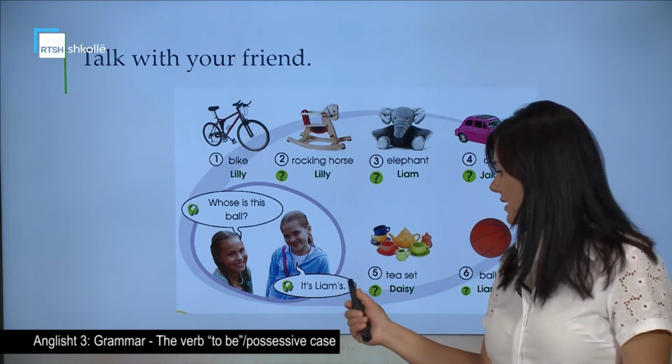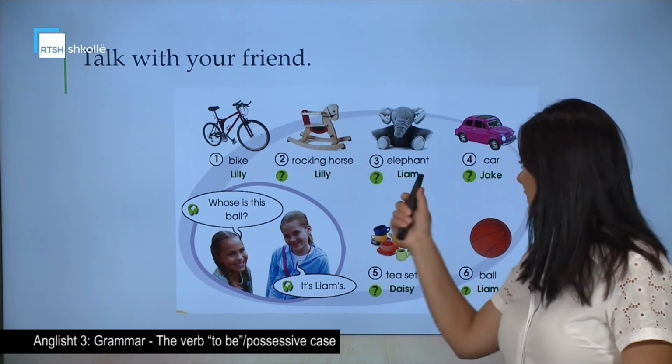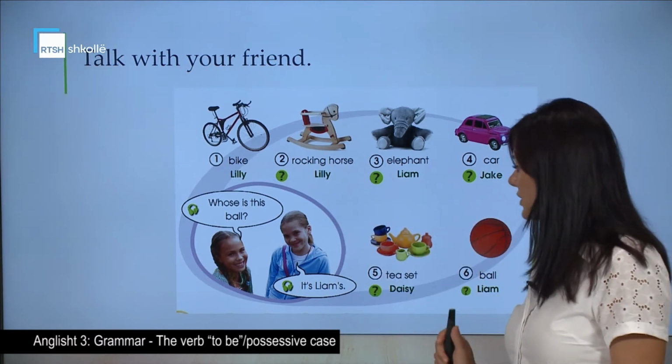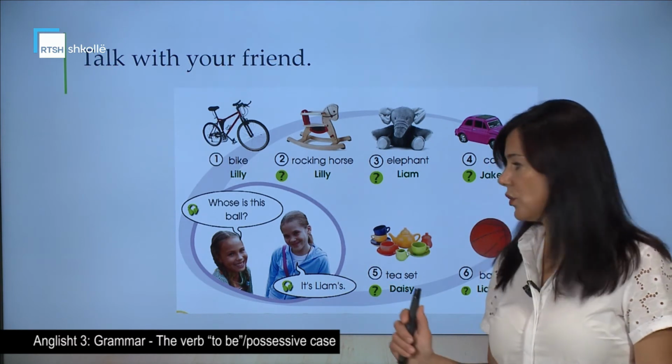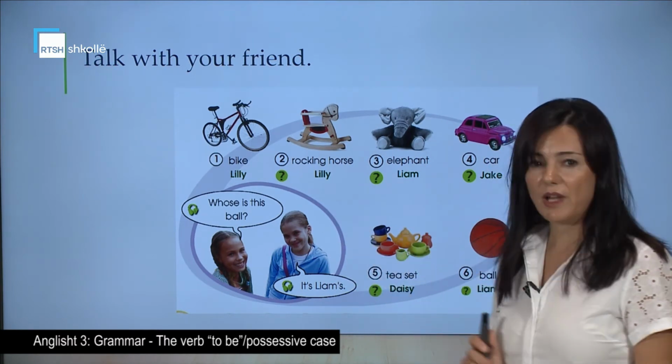So, in the end of the word, Liam, Lily, Jack, Daisy, and Liam again, we have put an apostrophe S. Pra në fund të emrit Lily, Liam, Jack, Daisy dhe Liam përsëri, ne kemi vendosur një apostrof S. Pra tregon pronësi kujt i përket secila prej lodrave.